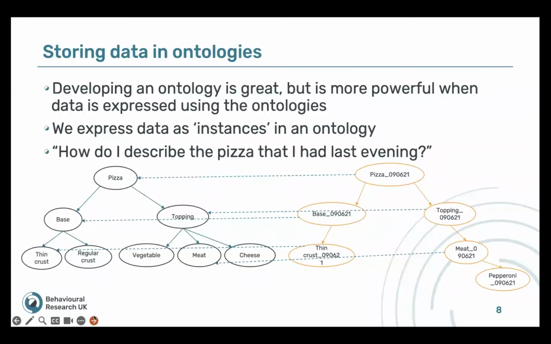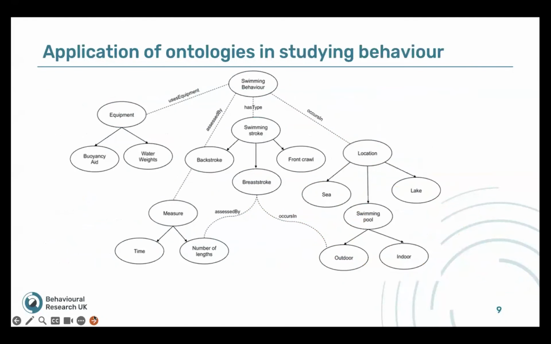And we might be able to then create instances. And what you see on the right side of the image, these are instances that have been created. And each instance is a type of the object that it points to, or the concept that it points to. So pizza 090621 is a type of pizza. Base 090621 is a type of base, and topping is a type of the topping. And by doing this, we not only encode data within ontologies, but also we preserve the relationships between the different concepts that we can have. So all of the concepts around, say, the toppings or the base, they will also be embedded within the data aspect of the ontology. So if you can move on to the next slide, please.